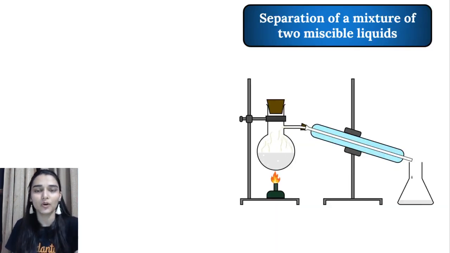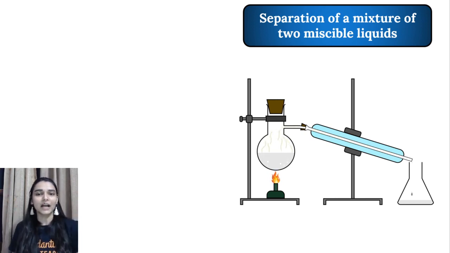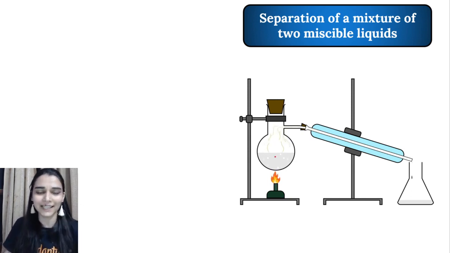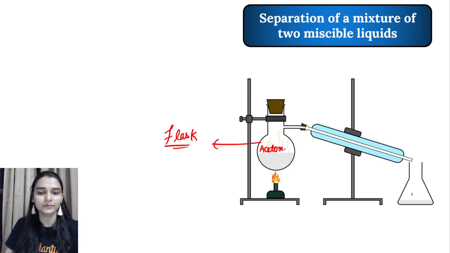How to do it? Come on, this is the setup. Sometimes your teacher can directly ask you to draw the diagram and to write the principle, so you have to be aware about that. It is a very nice diagram. Here we have taken the distillation flask. Okay, on top I have closed it with a cork, right? And here I have taken my mixture. Let's say my mixture is acetone plus water.